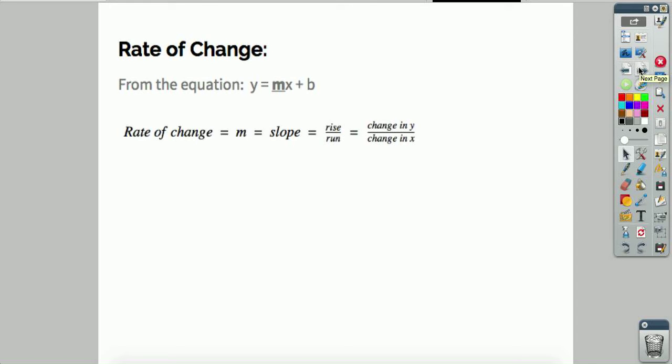We've talked about this extensively, but rate of change from the equation of a line, y equals mx plus b, that is going to be your m value. And rate of change here is the same as m, which also means slope. And it means rise over run, which we've talked a lot about in graphs, and it means change in y over change in x, and we've talked a lot about that in a table.